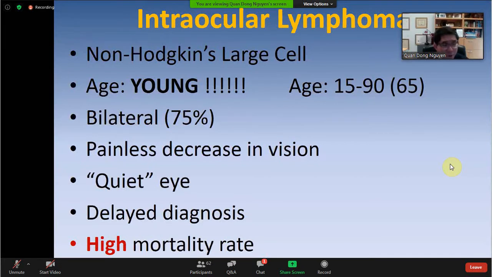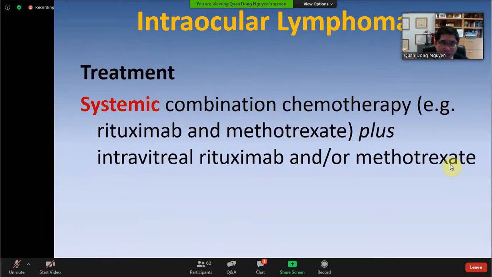Okay, so for intraocular lymphoma, certainly the treatment we alluded to will require using systemic combinations of chemotherapy, in which case we use either systemic rituximab and methotrexate, plus at the same time intravitreal rituximab and/or methotrexate. So what do I mean by that? All of my patients with intraocular lymphoma are also co-managed by the neuro-oncologist as well.